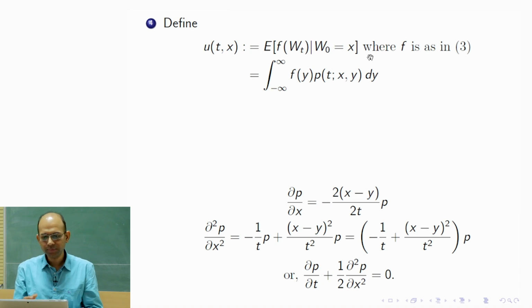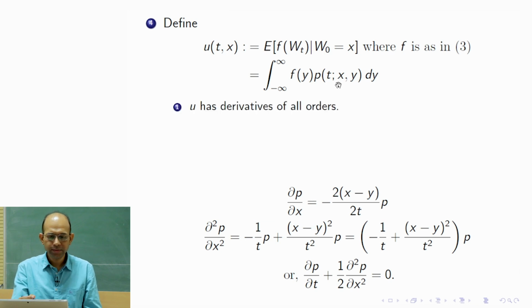Here f is satisfying that condition, and we keep that condition. Then this expectation is of this form: the integral from minus infinity to infinity of f(y) p(t, x, y) dy. This integration makes sense because of the condition on f, and p has e to the power of minus (x minus y) whole square by 2t. So this is finite, and we can define this function u.